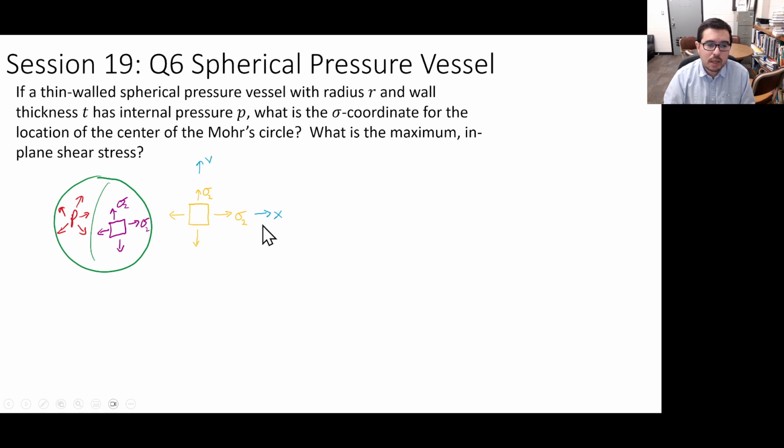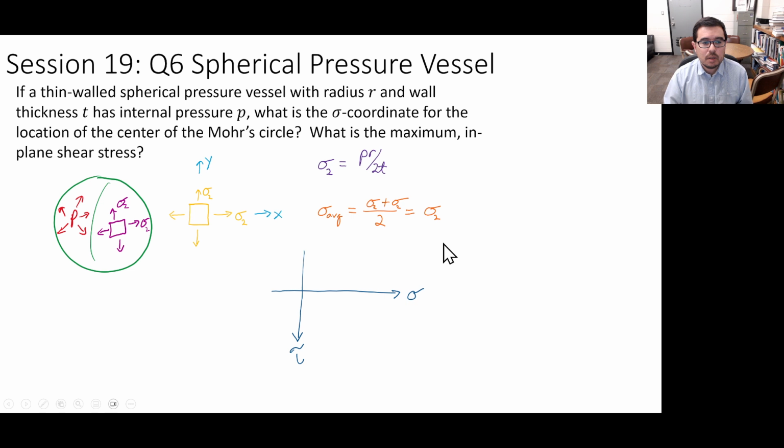So we have an x direction and a y direction, and we'll say sigma 2 is equal to PR over 2t. And now, to draw a Mohr circle, we will calculate the sigma average, right? Which is what you would have, sigma x plus sigma y all divided by 2. So that's just going to be sigma 2 plus sigma 2 divided by 2, that's equal to sigma 2. So the center of Mohr's circle will be sigma average comma 0 on the sigma tau axis, as you see here. And so here is the center of Mohr's circle.